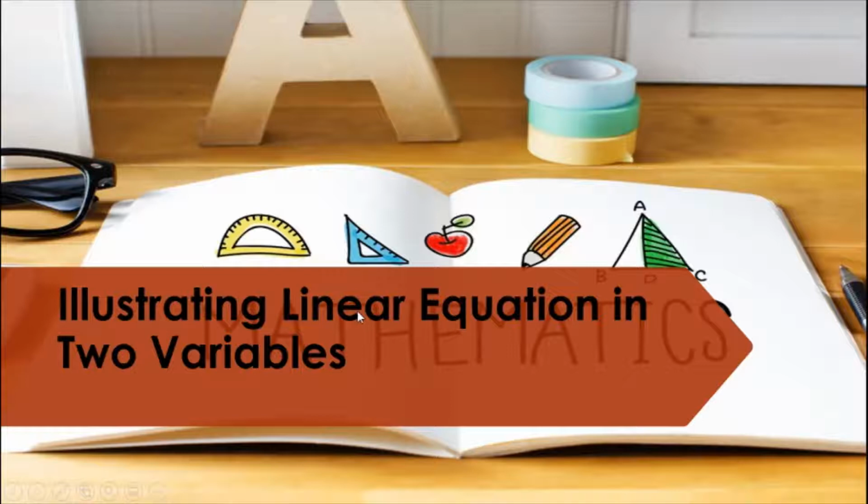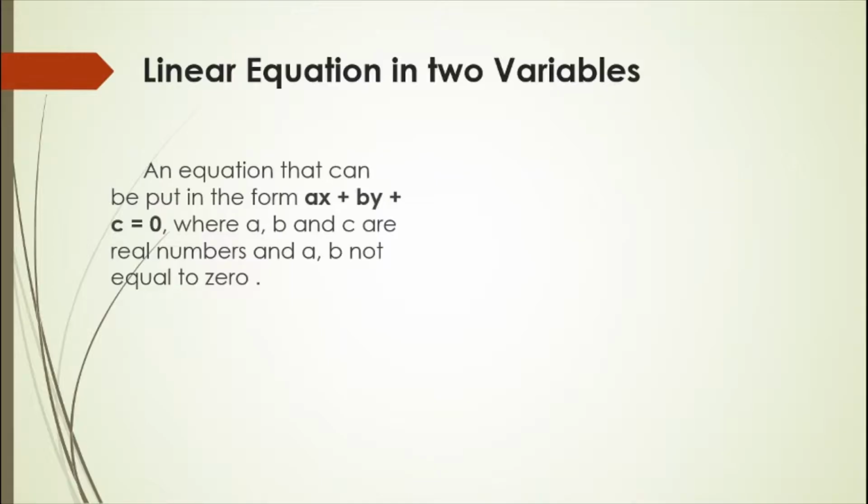Good day and welcome to our new lesson on illustrating linear equation in two variables. What is linear equation in two variables? It is an equation that can be put in the form ax plus by plus c equals to 0 where a, b, and c are real numbers and a, b are not equal to 0.